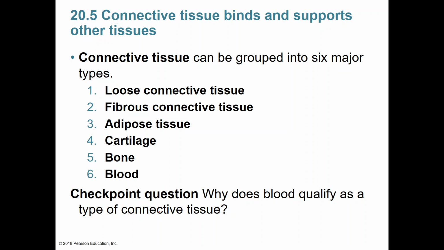So the next type of tissue that we're discussing today is called connective tissue. And this can be grouped into 6 major types. So there's loose connective tissue, fibrous connective tissue, adipose tissue, cartilage, bone, and actually our blood does qualify as a connective tissue, and that's because it consists of a population of cells, and they're surrounded by a non-cellular matrix called plasma, but it connects our circulatory system.